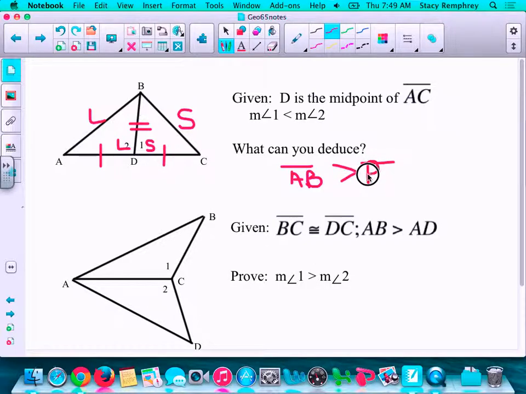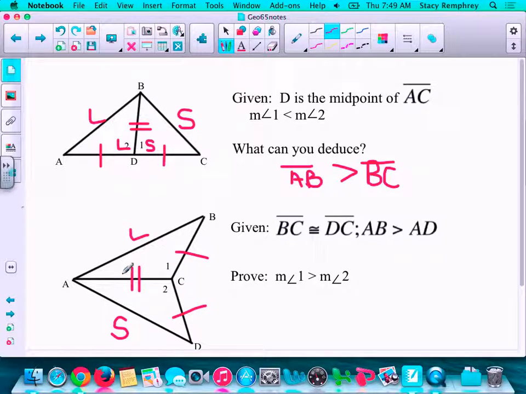I'd probably use the other notation. In the other one, I'm given BC is congruent to DC. I know this is congruent by reflexive, and I'm given that AB is larger than AD. So I'm given everything by sides. All I know is about sides. So you can prove this, okay?